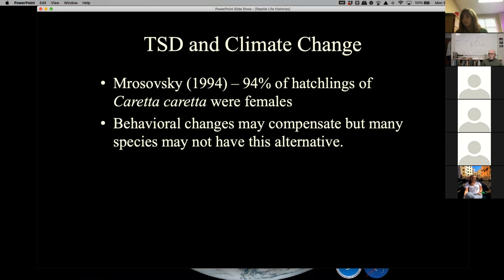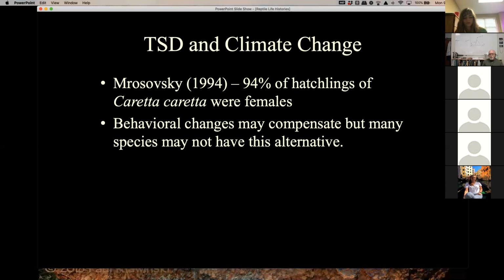One of the arguments for why this system might have evolved is that over the course of especially long-lived organisms, there may be hot years, there may be cold years, but when it comes down to it, if there's an even number of hot years and cold years, you get an even mixture of both males and females. And so this allows organisms to be somewhat flexible as climate changes. But that mainly deals with year-to-year variability rather than a directional trend of climate change.